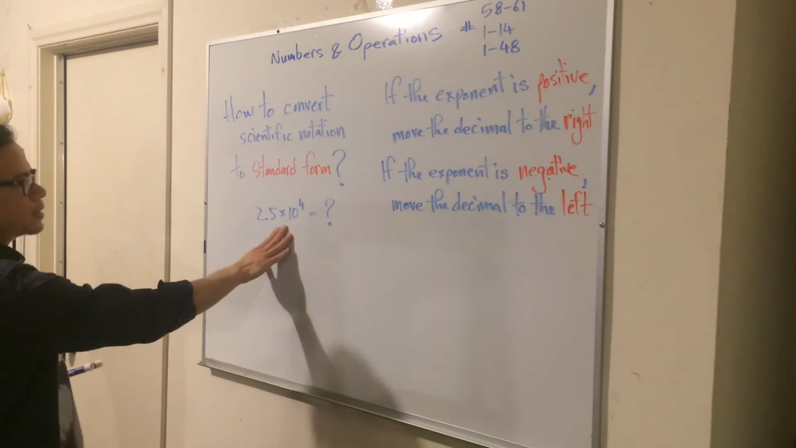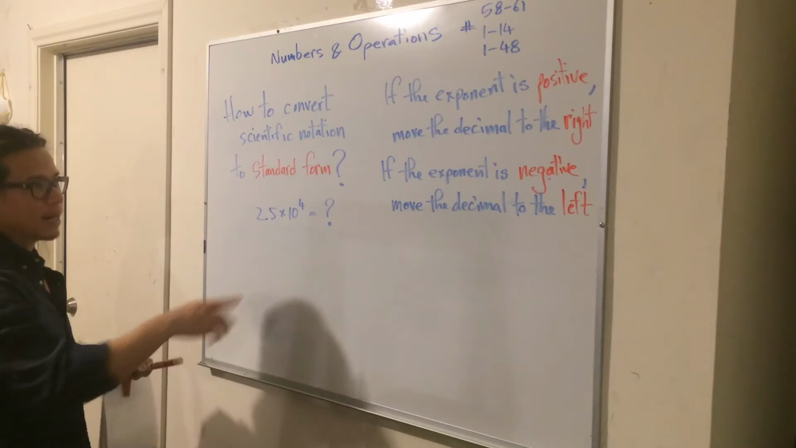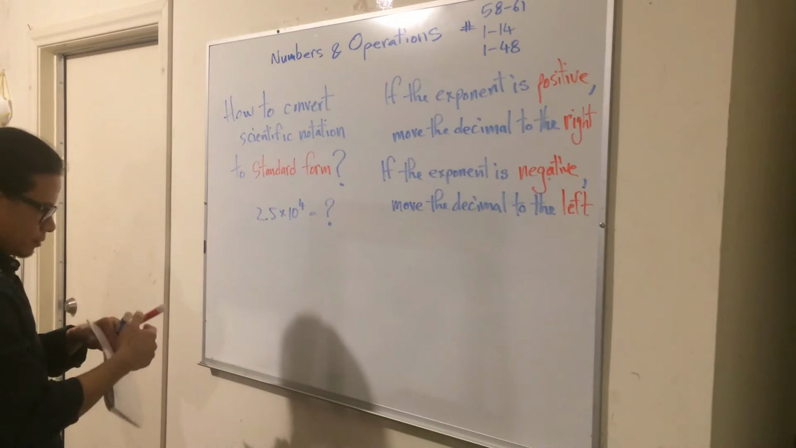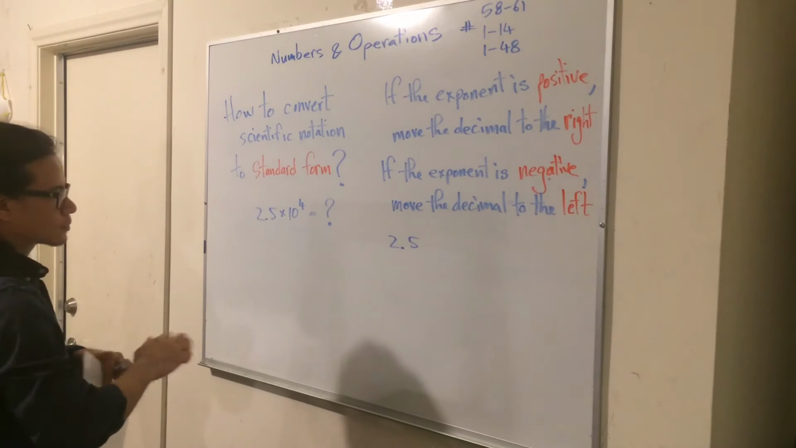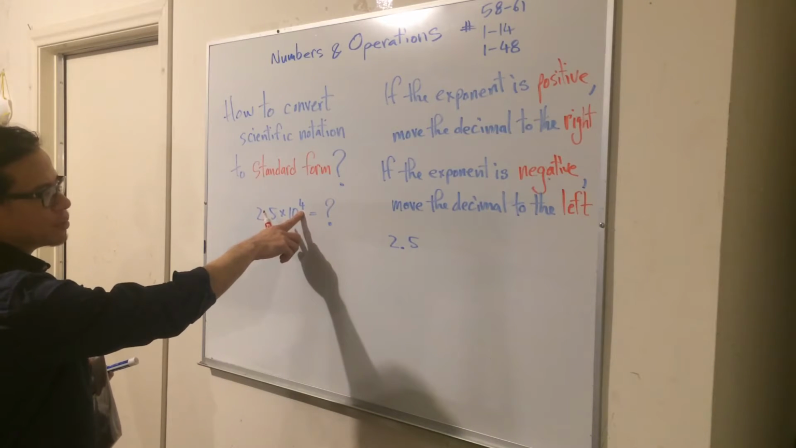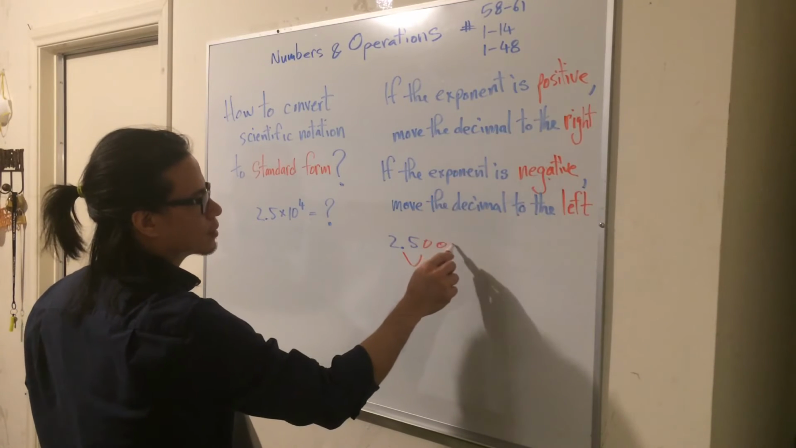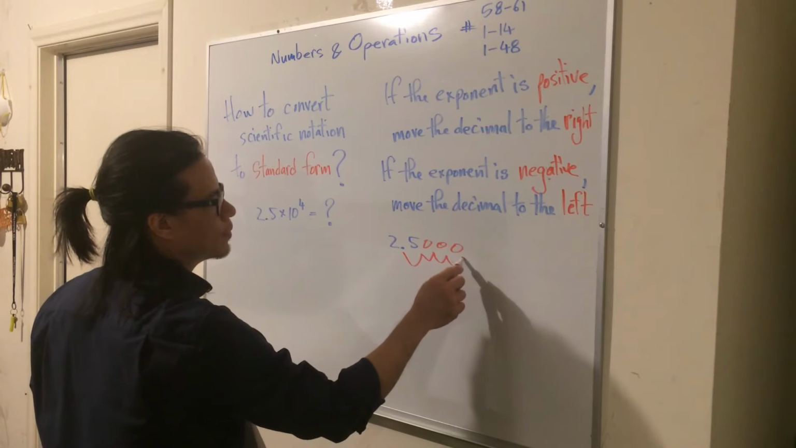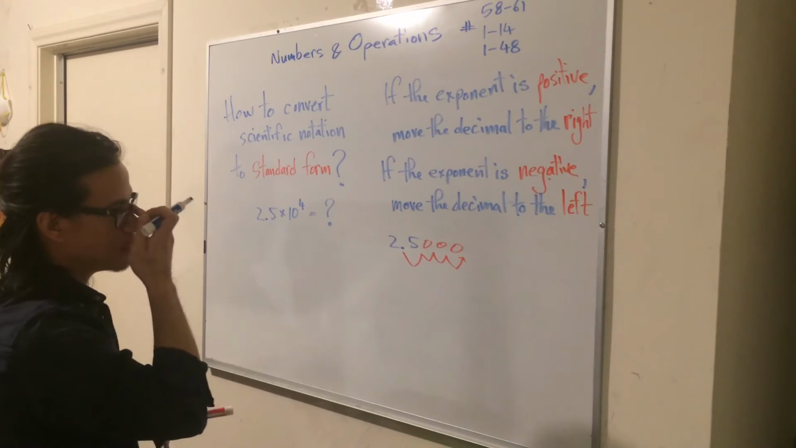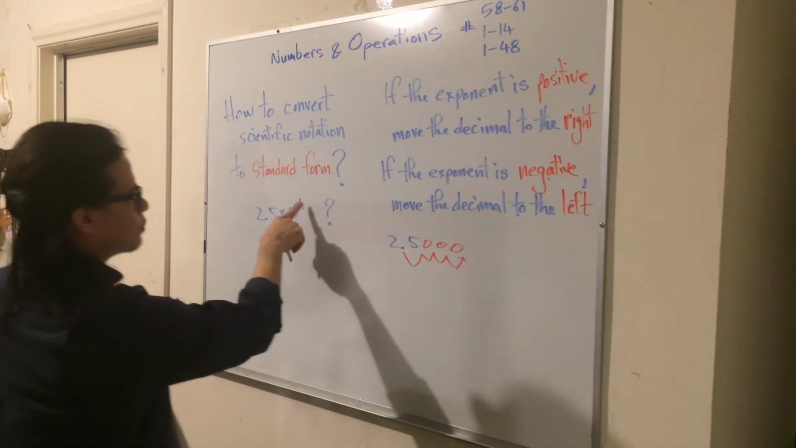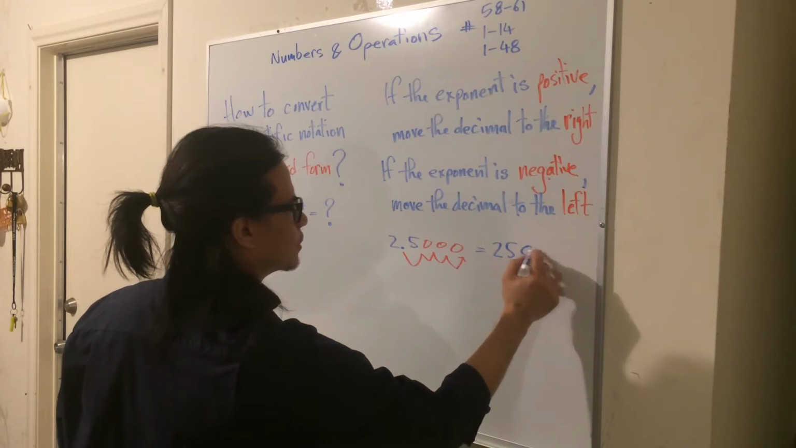Okay. So here in this case, you have a positive exponent that says you're going to move the decimal to the right. I'm going to write down the original number here, 2.5. Looking at the exponent, we're going to move the decimal 4 places to the right: 1, 2, 3, 4. Going off of this rule, if the exponent is positive, move the decimal to the right. Here we have a positive exponent, so this number is going to be equal to 25,000.